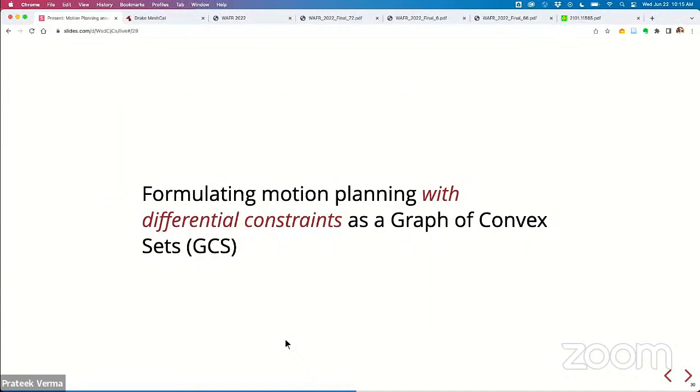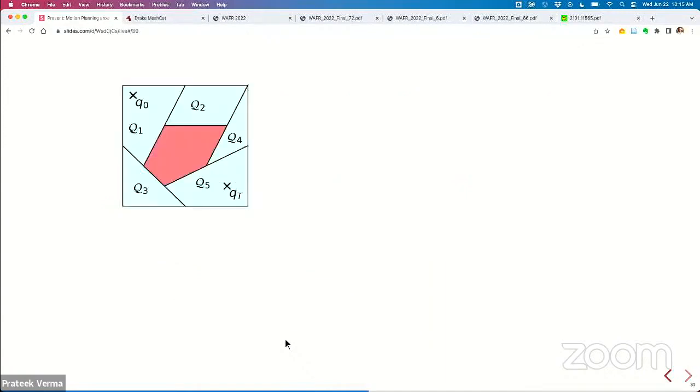But let me tell you about the differential constraints for motion planning. Okay, so here's the way I'm going to transcribe the motion planning problem down into a graph of convex sets. So now the red is the obstacle, the blue are the sets we want to stay inside. That's a convex decomposition of the space. Again, a simple example here will make the more general case. There's a natural graph.